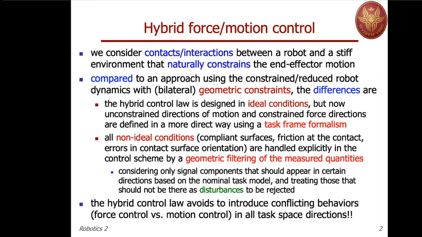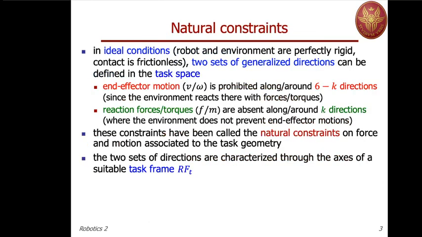So, in a sense, the hybrid control law avoids that we are trying to do two things at the same time in the same direction, namely controlling forces and controlling motion, because of the measurement that we are receiving from the real system. So this is a very important point that will be clear later on. So with this in mind, in the literature, there has been a consideration of two types of constraints. This may be misleading because in fact the second type of constraints is not really constraining at all, but this terminology now is in use.